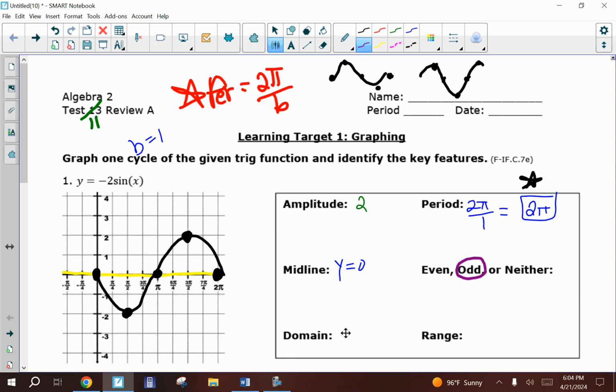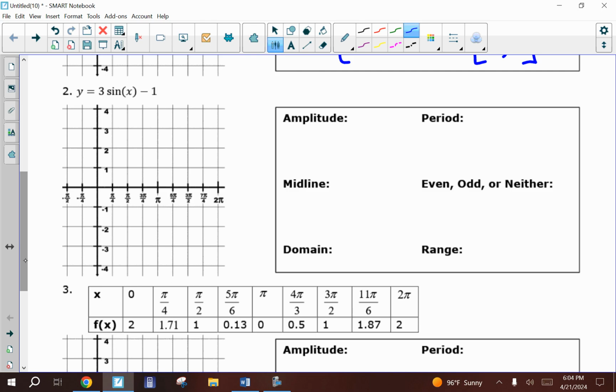Our domain is easy. We learned in class that the domain for both shapes is always negative infinity to infinity. And then our range is going to be the lowest point to the highest point. So that's our y value. So this is going to go from -2 to 2. That's our first answer. Okay, next, our amplitude is found in front, so that's a 3.